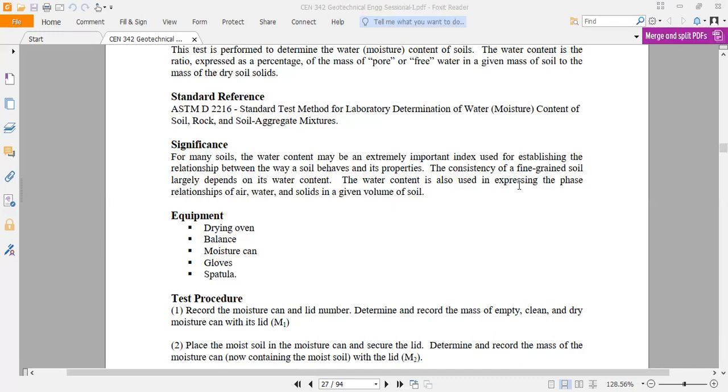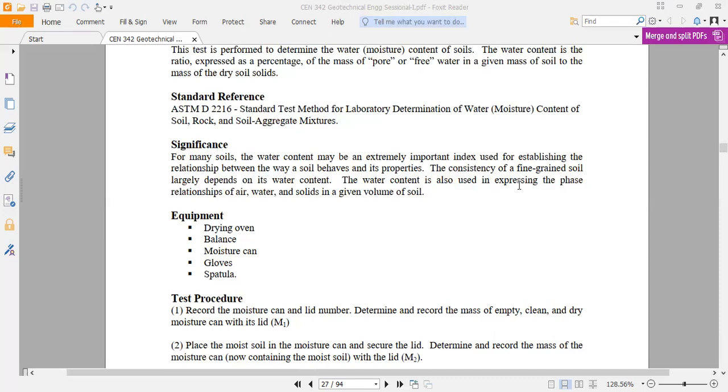The water content is also used in expressing the phase relationship of air, water, and solids in a given volume of soil. That means if we can determine the water content, we can easily establish a relationship of air, water, and solids for a given volume of soil. We can know how much air is present in the sample, how much water is present, and how much solid is in that sample. That's the significance.